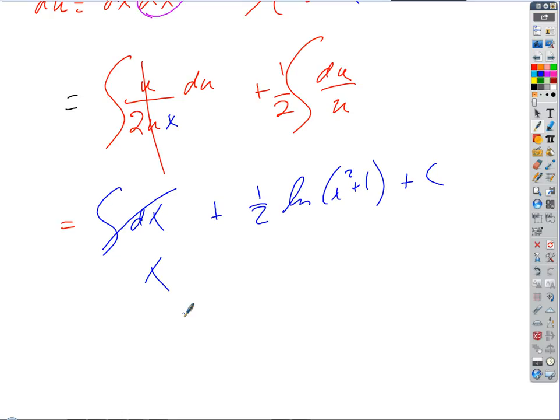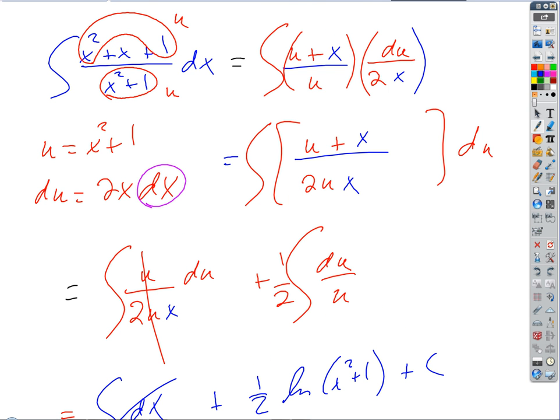Okay, natural log. But look how much easier this could have been. That's an awkward way of doing this. Let's go back to the original problem, and let's do it again.